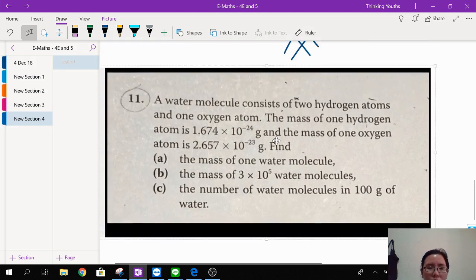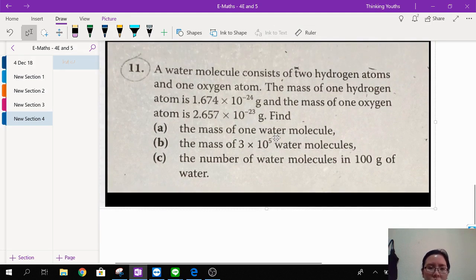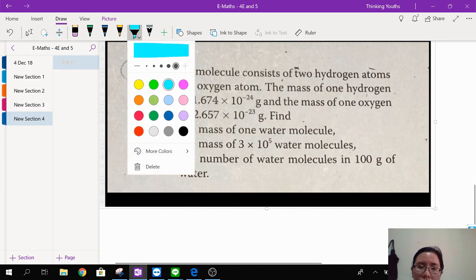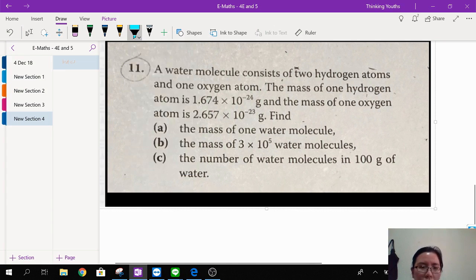This one is standard form. Okay, the water molecule consists of 2 hydrogen atoms and 1 oxygen atom.